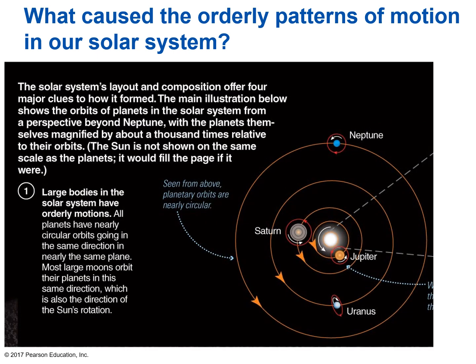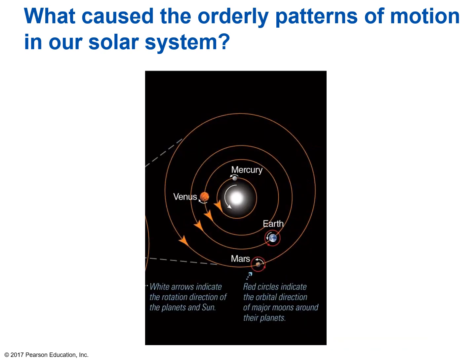Let's look at that outer picture, the picture that was on the left. Large bodies in the solar system have orderly motions. All planets have nearly circular orbits going in the same direction in nearly the same plane. Most large moons orbit their planets in the same direction, which is also the direction of the sun's rotation. And then we zoom in and we can see that with the inner planets as well. So the question is, how did it all come to be with these orderly patterns of motion?